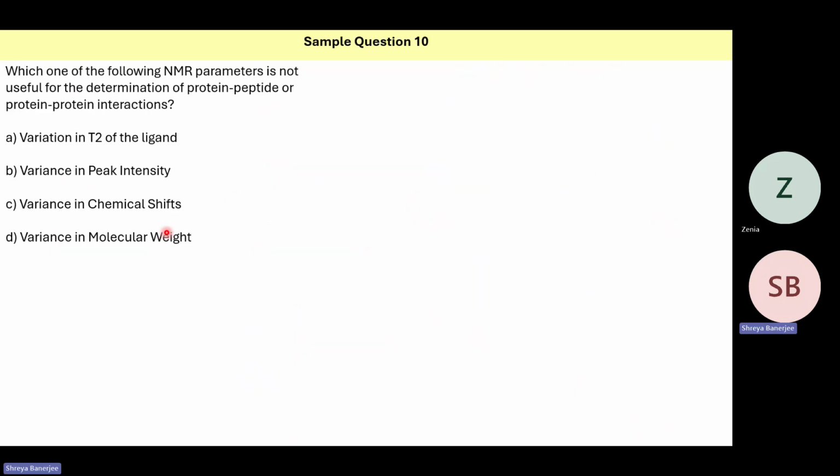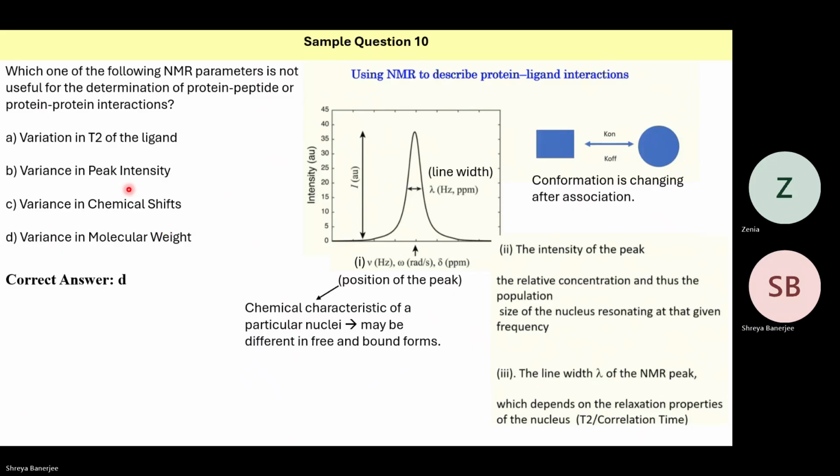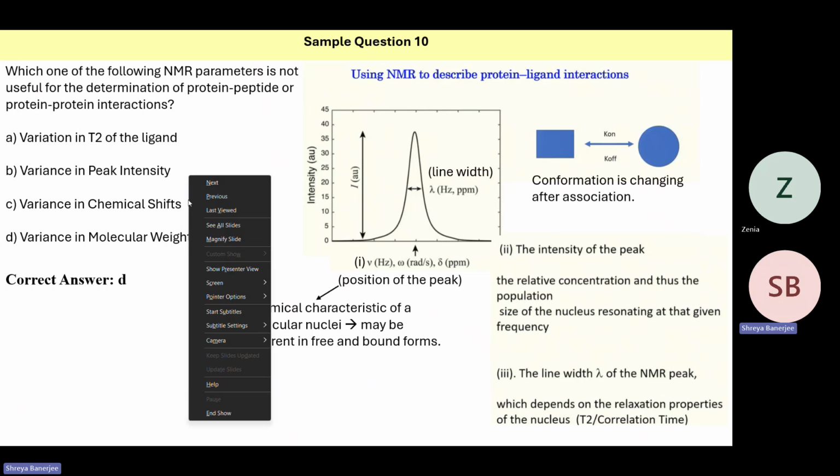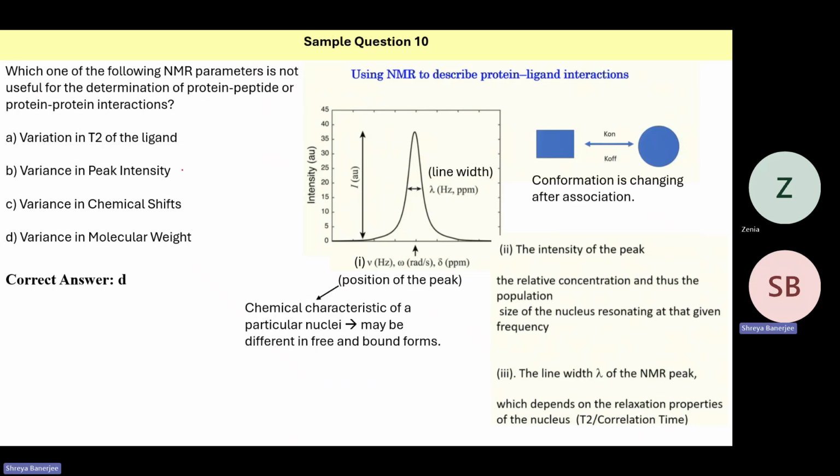The next question is asking, which of the following NMR parameters is not useful for determination of protein peptide or protein protein interactions? We know that to determine whether an interaction is happening, variation in peak intensity is important. Variation in chemical shift is also important. So this is important, this is important. Line width variation is important, but that is not in the option.